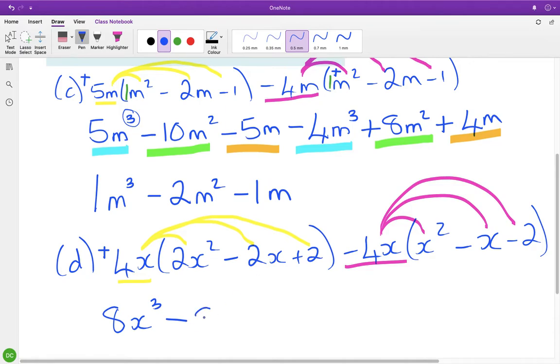4 times 2 is 8, and then I have an x here and an x here, which makes an x squared, 2 of them.